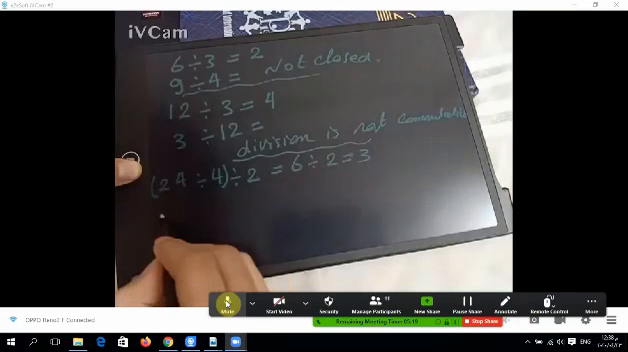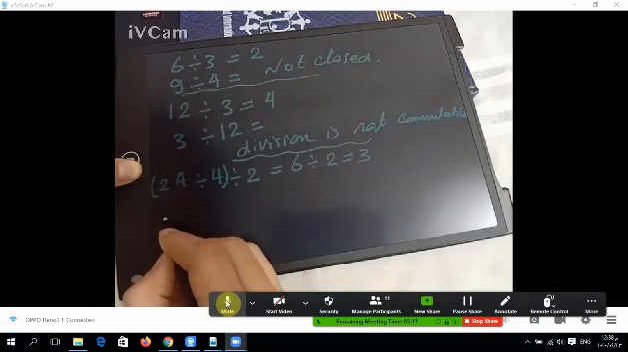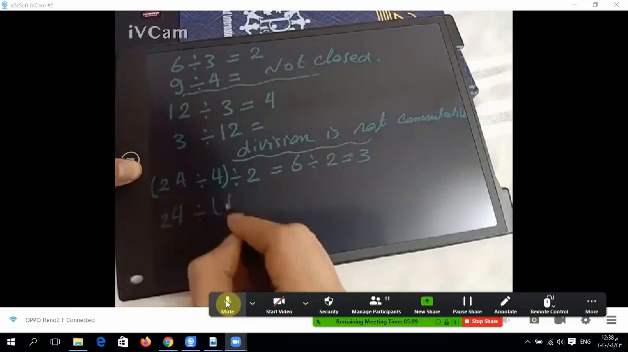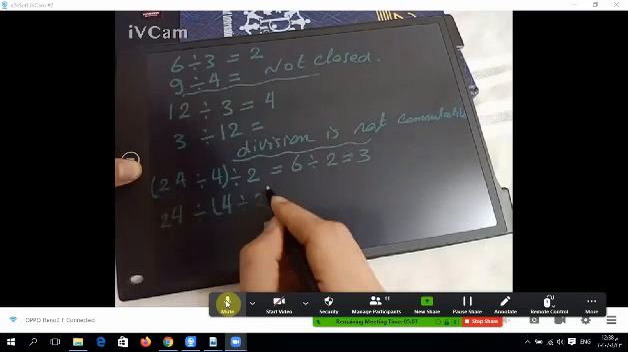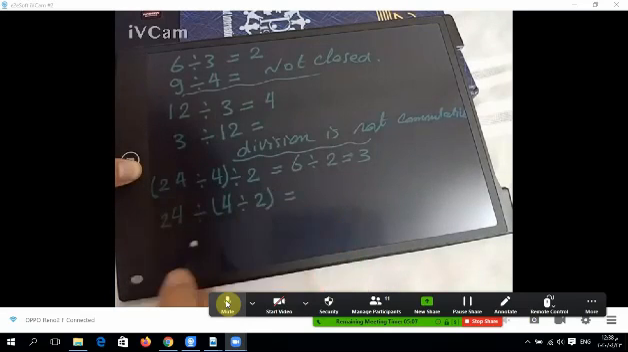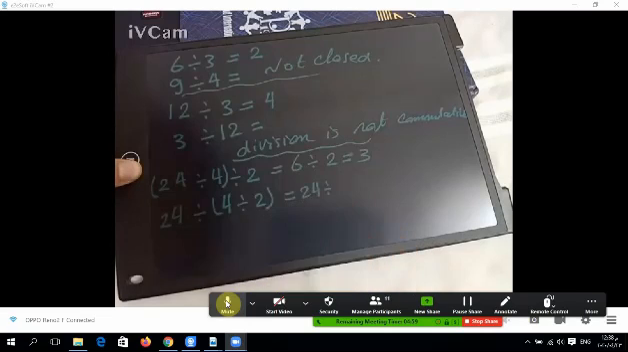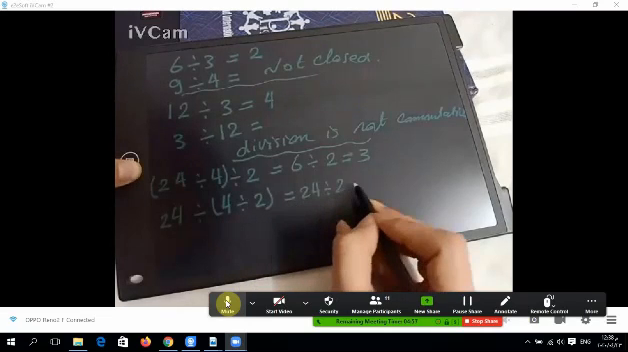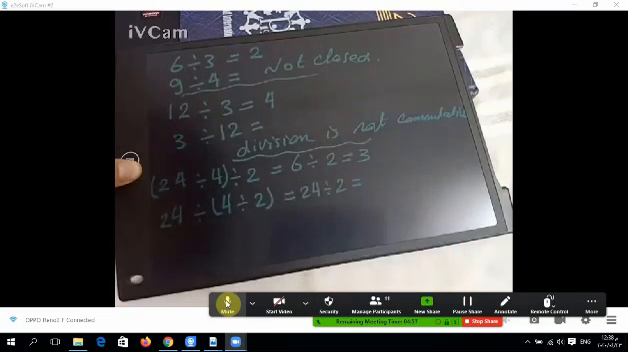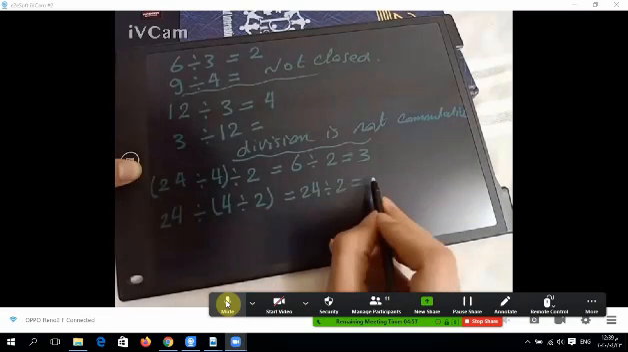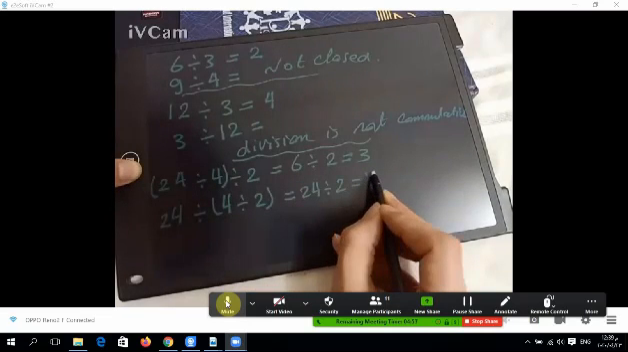What if I take the second two numbers? Will it give me the same answer or not? We will see. 24 divided by 4 divided by 2. I have to finish the bracket first. 4 divided by 2 equals 2. So 24 divided by 2 equals 12.